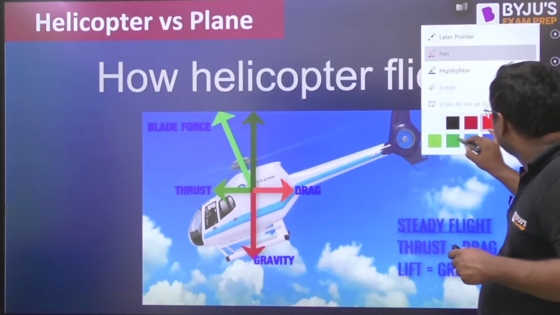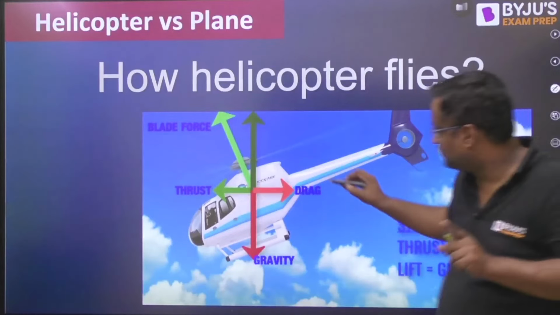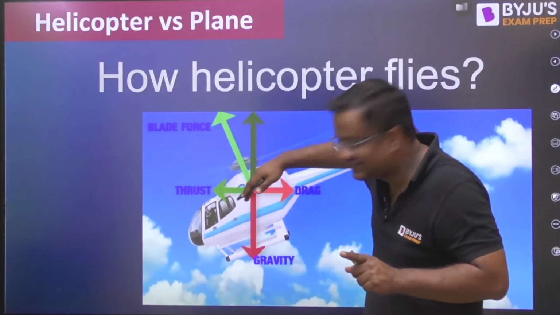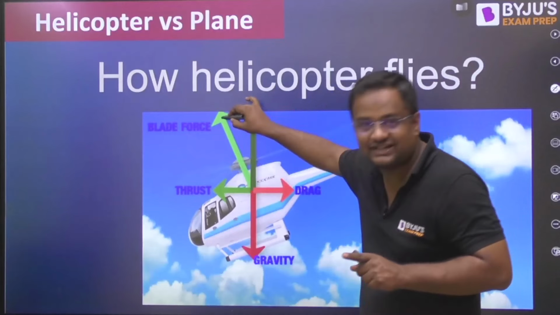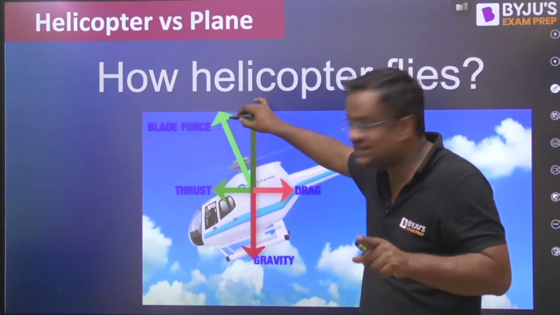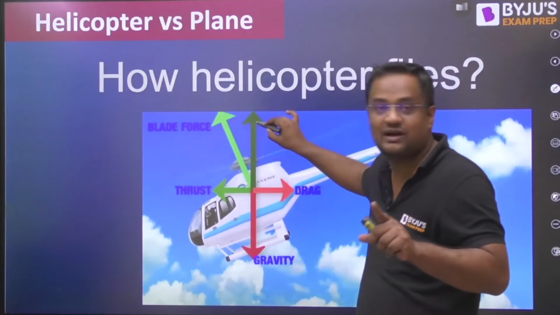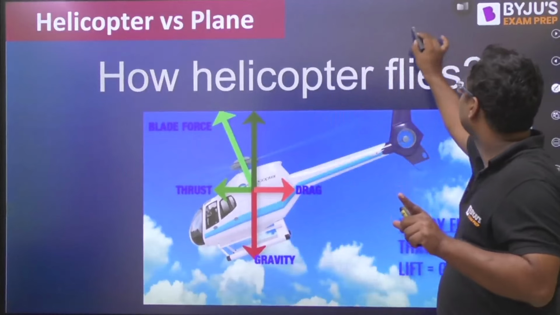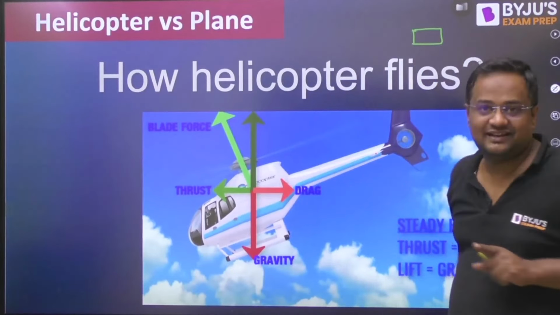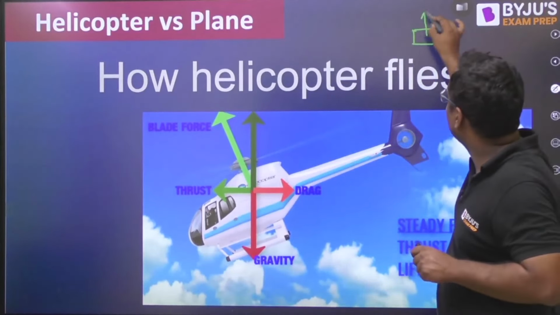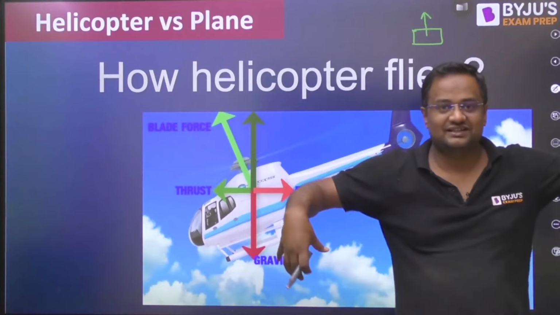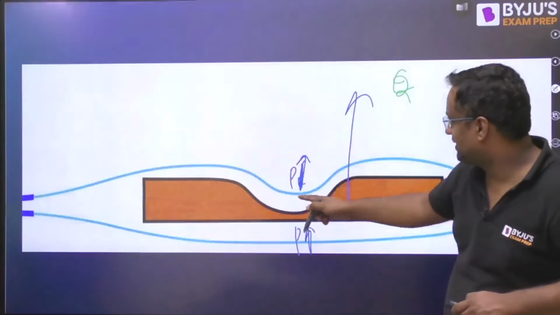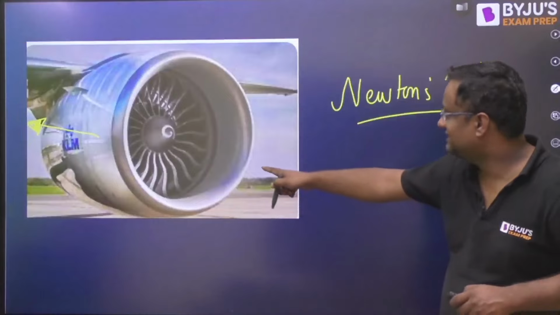Okay. Helicopter is only providing the upward force like this. When it is tilted, that upward force will go in this direction. And when it goes in this direction, it has two components, X component and Y component. And due to that X component, it will be moving. I'm again saying, suppose this is a helicopter. It is only providing the lift force. There are no engines to provide thrust like this.